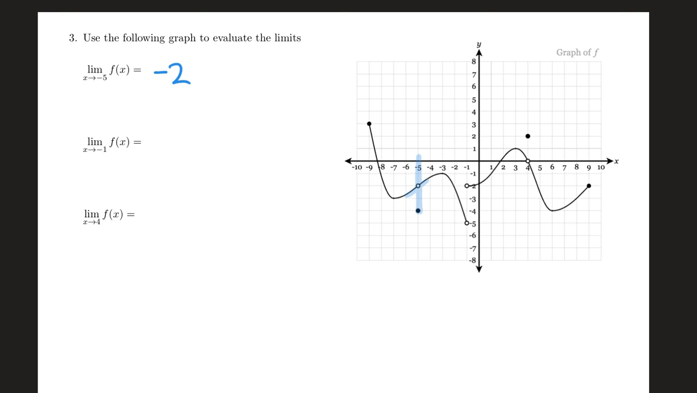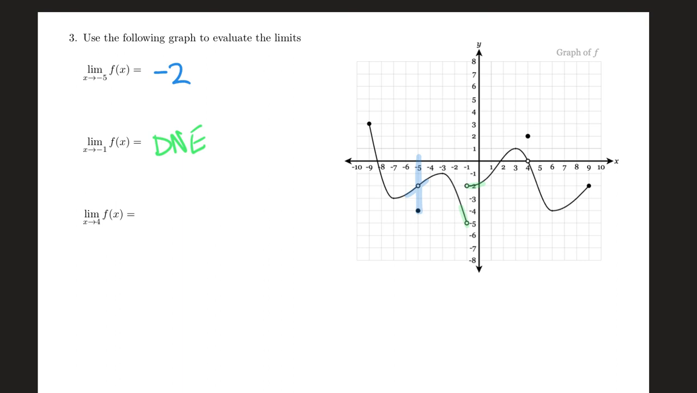What about at -1? -1, with these two separate lines, one going down here and one up here as we get close to -1. And that's a jump. And we know when there's a jump in our graph, our limit does not exist.